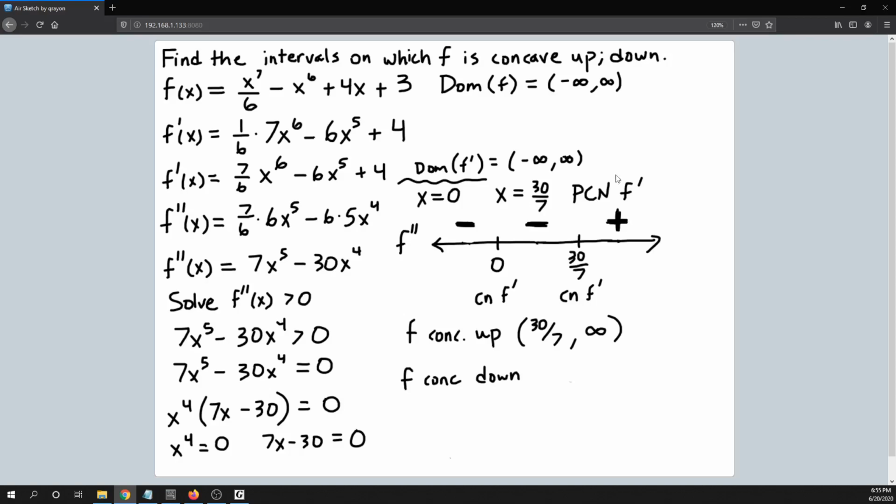f is going to be concave down on the intervals where there is a negative. So that would be this piece over here to the left of 0, and this piece over here in between 0 and 37/7ths. All right, and that is it on this problem.